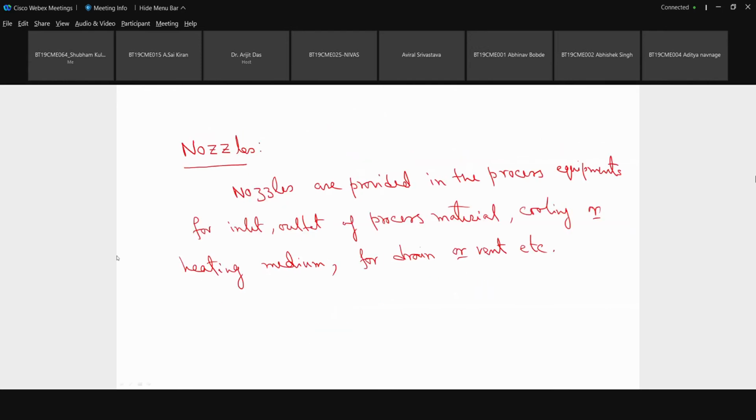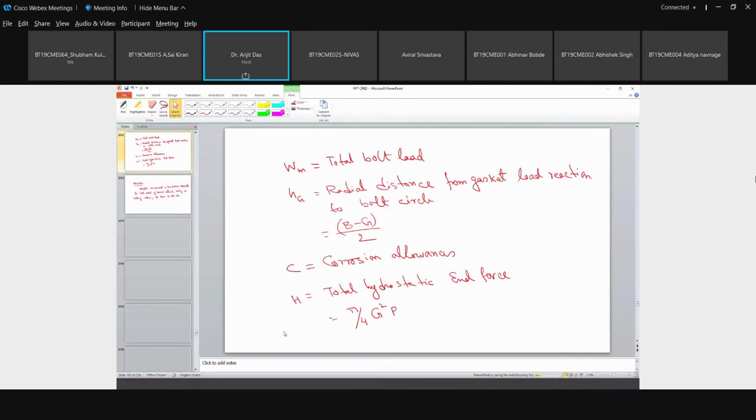Okay, so these are the different types of the flanges and their thickness. How to calculate the thickness.